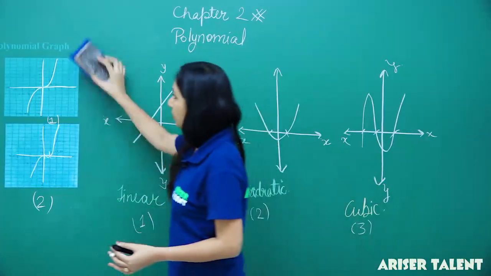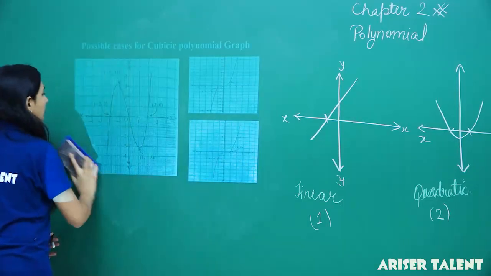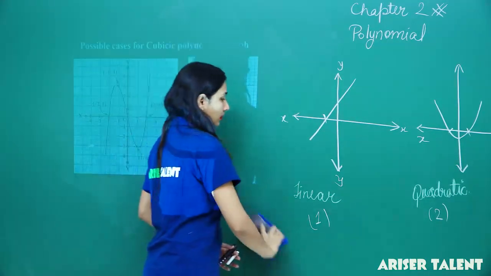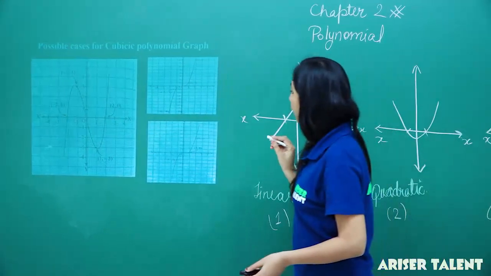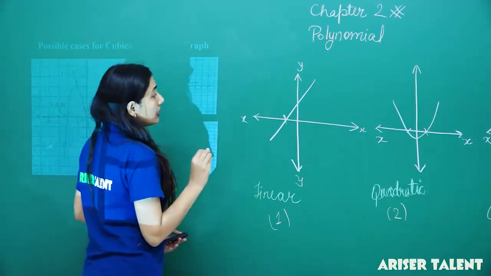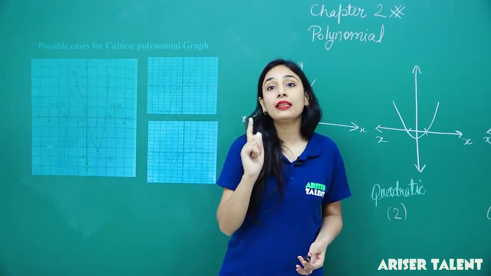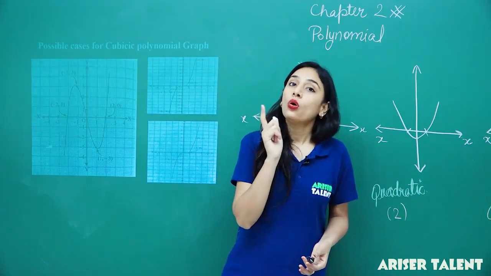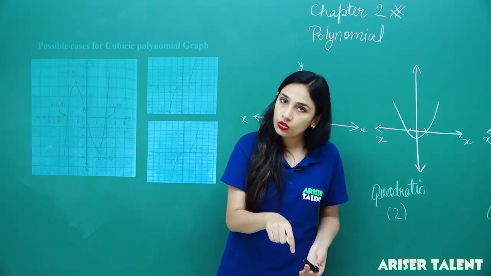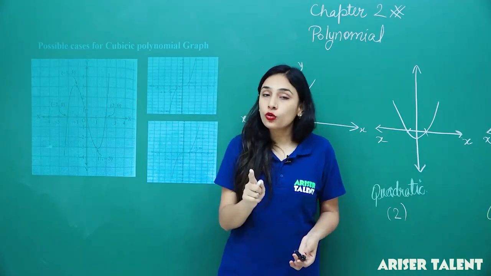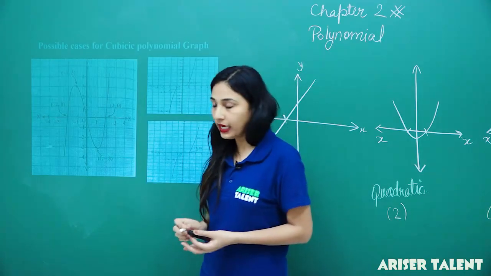Right, I am going to rub this now. So now you have seen that the zeros of a polynomial can be at most, if it's linear, it can be at most 1. If it's quadratic, it can be at most 2. That means it can be 1, it can be 0 also. In case of cubic, it can be either 3 or 2 or 1. Okay.